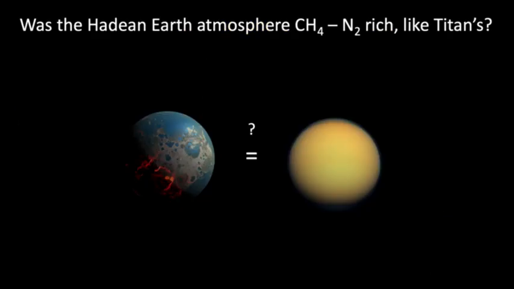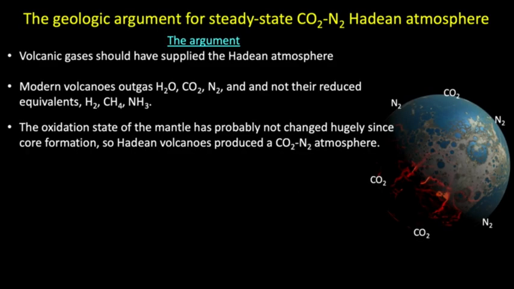So, was the Hadean atmosphere methane and nitrogen rich, like Titan's? If it was, then maybe it would have been hazy and would have produced prebiotic molecules like hydrogen cyanide and cyanoacetylene. There is a geologic argument for the Hadean atmosphere not having much methane, and instead, most of the time, having a carbon dioxide and nitrogen-rich atmosphere. The argument goes something like this.